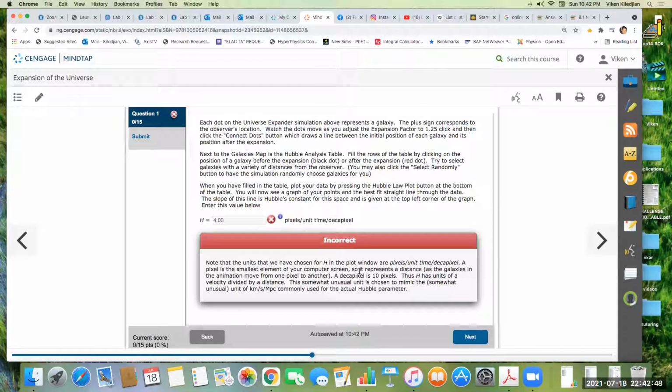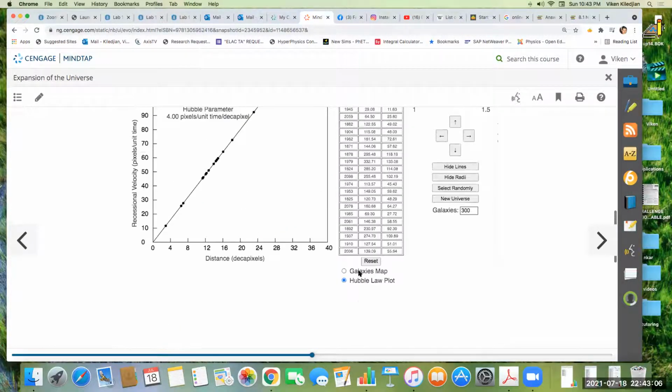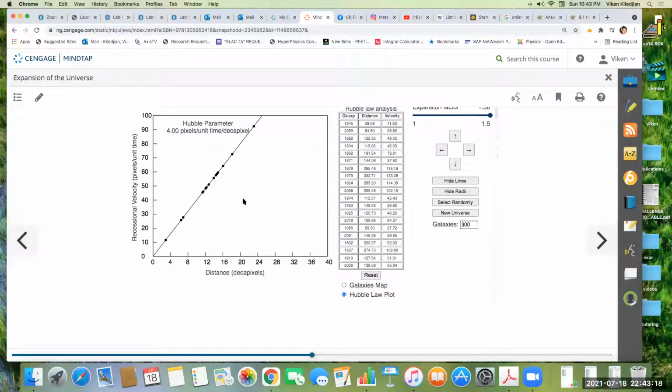Note that the units that we have chosen for H in the plot window are pixels, one pixel, decapixels, 10 pixels. Okay. Pixels per unit time per decapixel. And it's going to be decapixels time per decapixel. That one is a mystery because that's what they gave us here. And it looks like it should be around the 4.